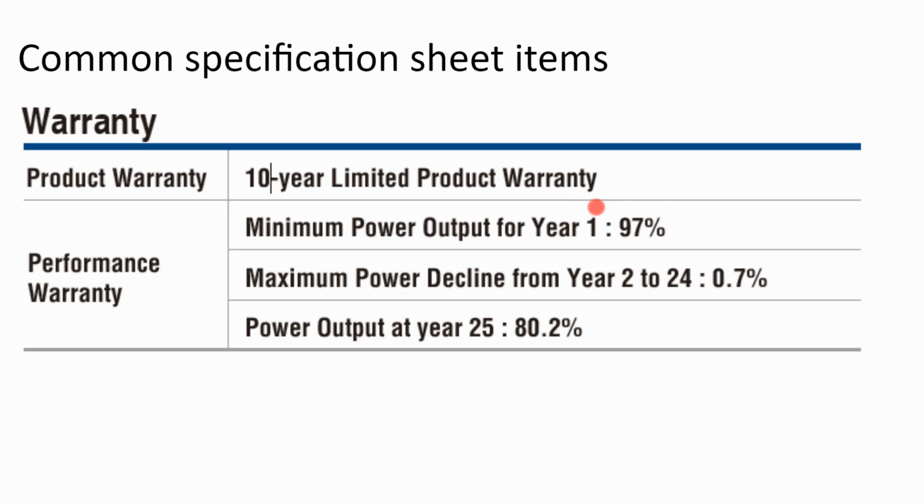And so we see that there's a year one warranty for 97%. Well, that's because we know to expect about a 3% degradation because of the year one light and potential degradations. And then it declines 0.7% a year to get you to 80% by year 25.